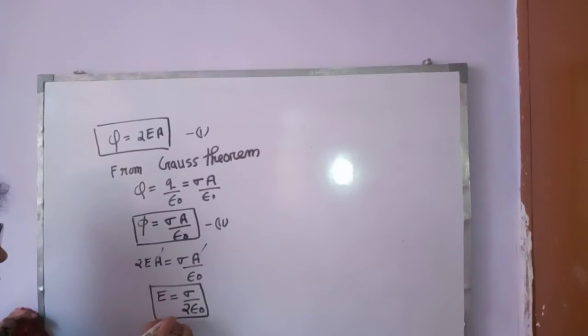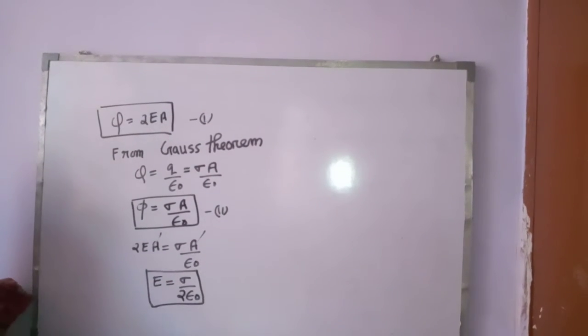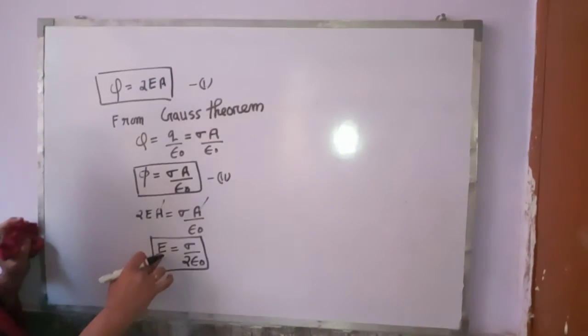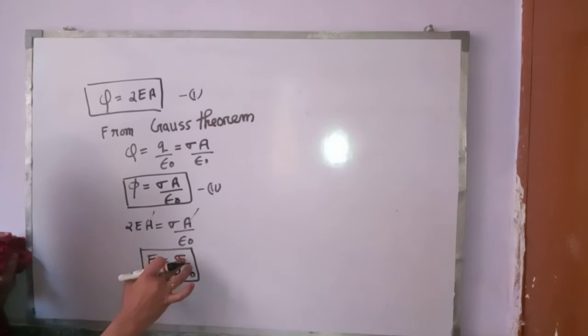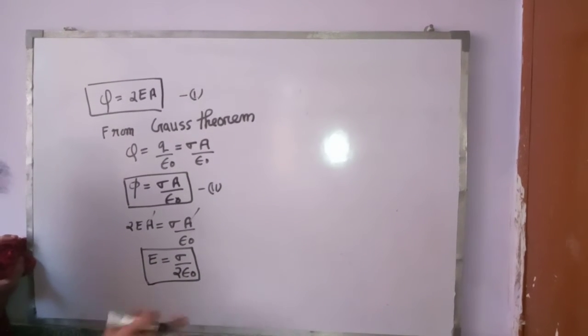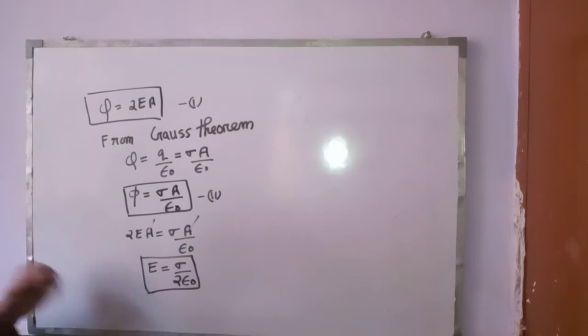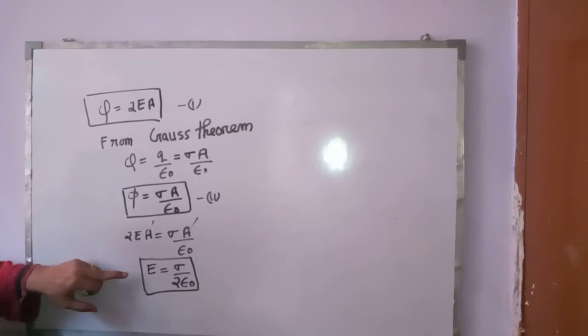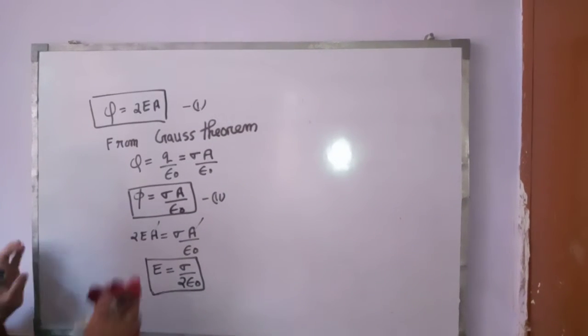What will be the direction of the electric field? In the same way, if sigma is greater than 0, it is directed outward, perpendicular to the sheet, and if sigma is less than 0, it is directed towards the sheet. Now, there are some applications of this also. We have determined the electric field due to the thin plane sheet of charge.